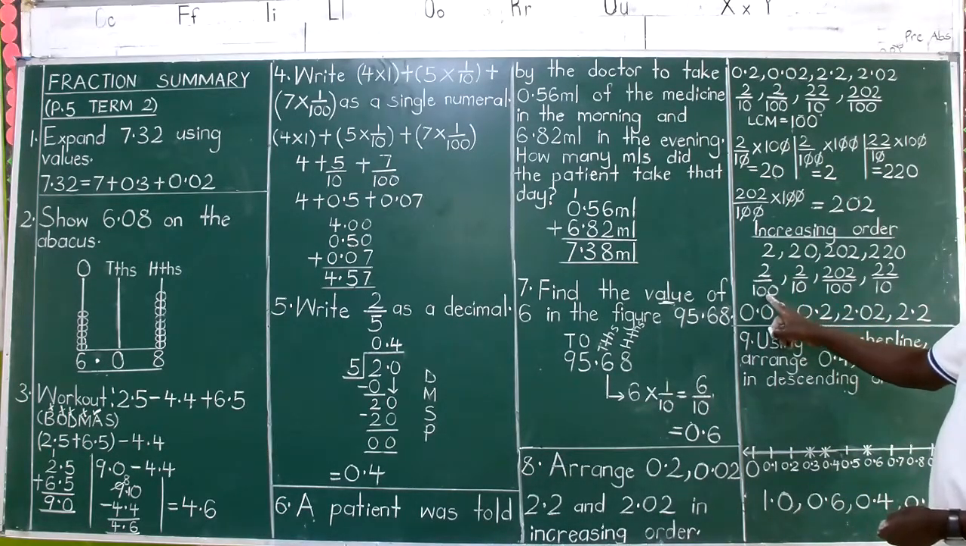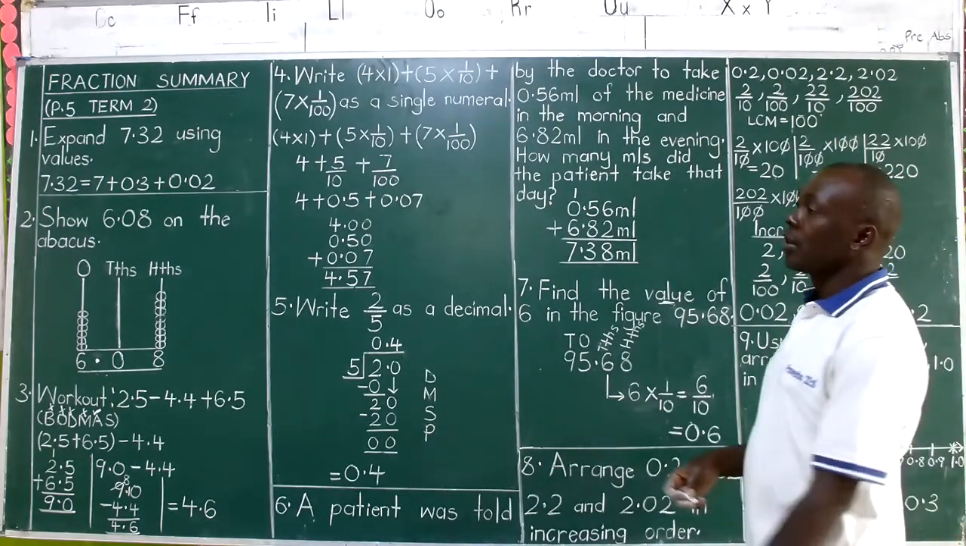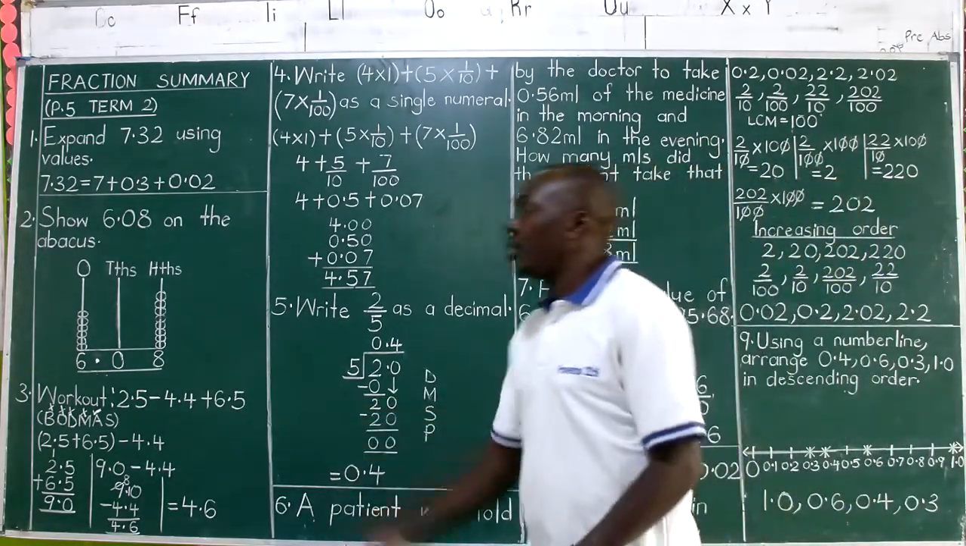2 out of 100 as a decimal is 0.02, making 0.02 the least or the smallest. So 0.02, comma. Then 2 out of 10 means 0.2 is the second. Then 202 out of 100 is the same as 2.02, the third. And then the greatest among the decimals listed is 2.2, from 22 out of 10.